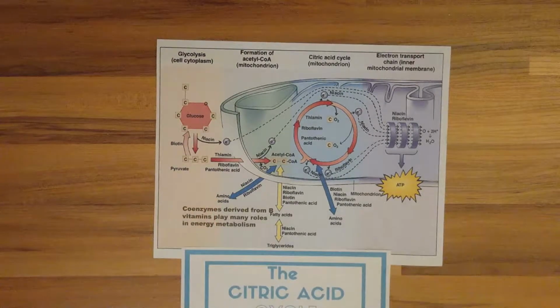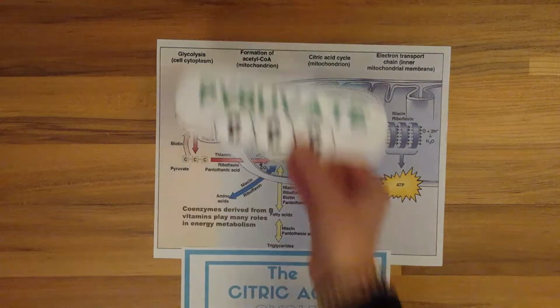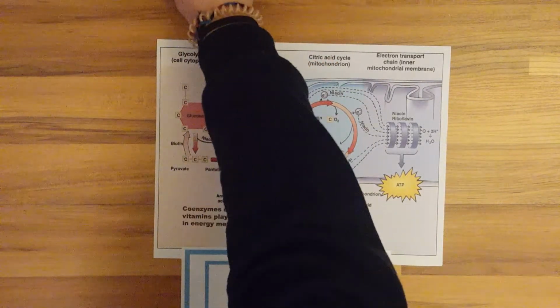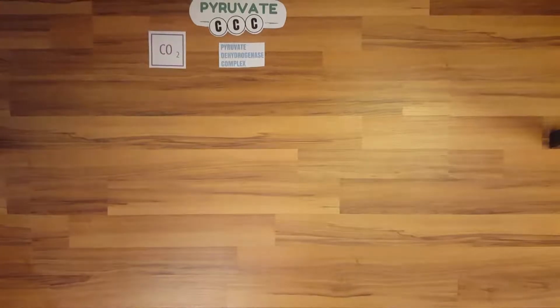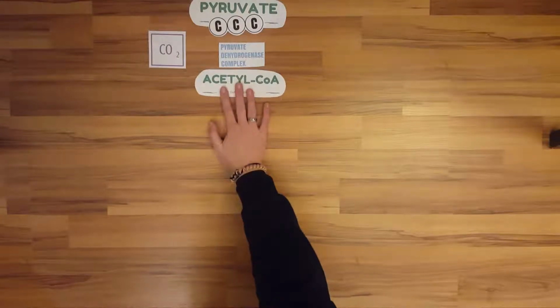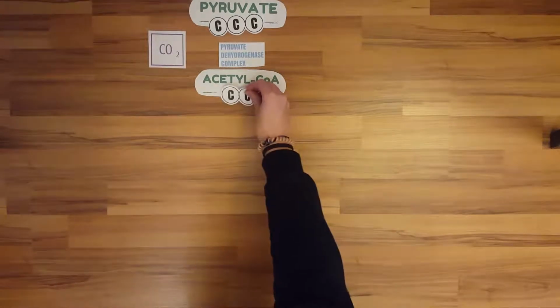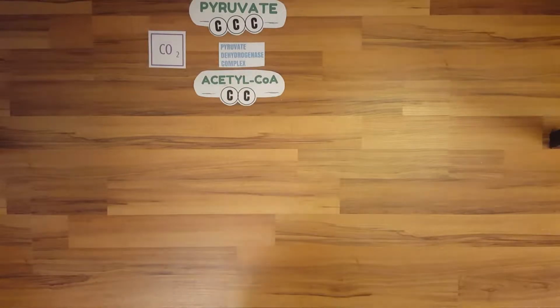Glycolysis is the process that splits a 6-carbon glucose molecule into two 3-carbon molecules called pyruvate. These pyruvate molecules then begin the process of forming acetyl-CoA. The enzyme that helps to facilitate this process is the pyruvate dehydrogenase complex. Pyruvate loses a carbon and it exits the body as carbon dioxide when we exhale. The molecule left behind is a 2-carbon acetyl-CoA.